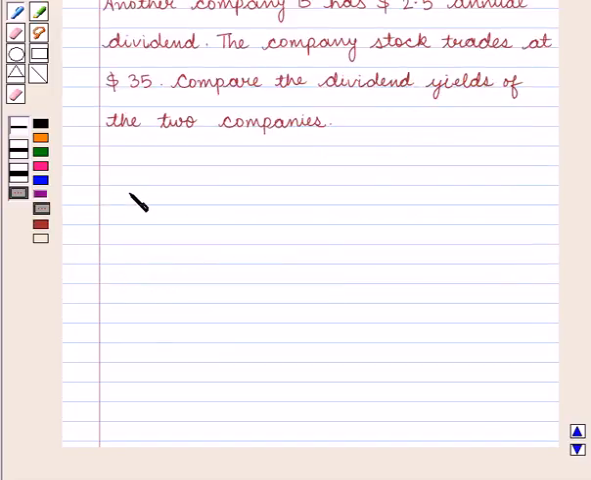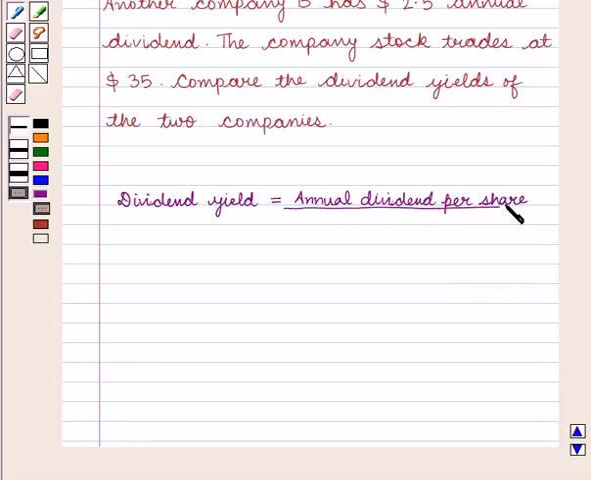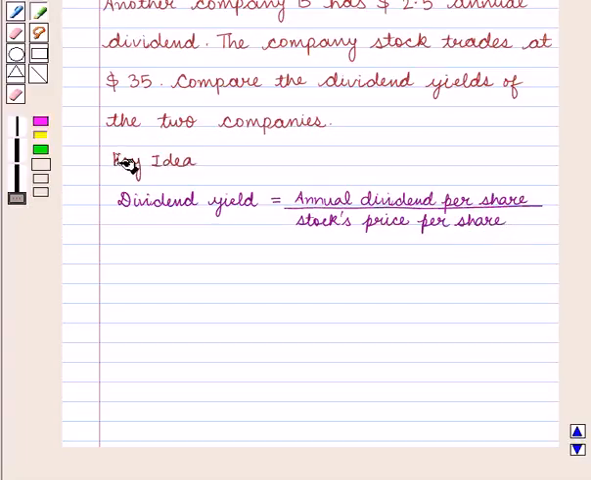We know that dividend yield is equal to annual dividend per share upon stock's price per share. With this key idea, we shall proceed with the solution.